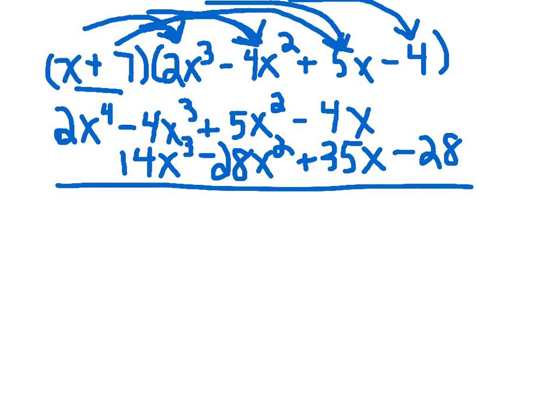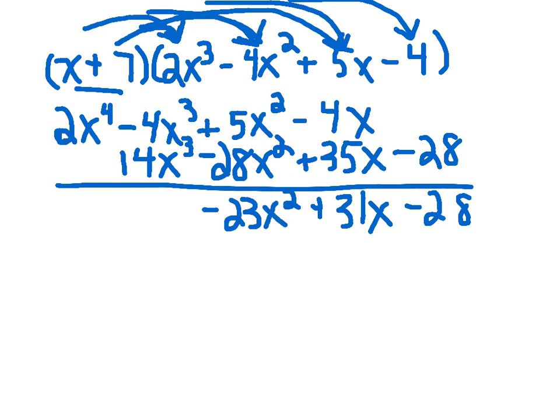When I add up everything, I've got negative 28. I've got positive 31x. I've got negative 23x squared. I've got 10x to the third. And I have 2x to the fourth. So that's how I would go about multiplying those.